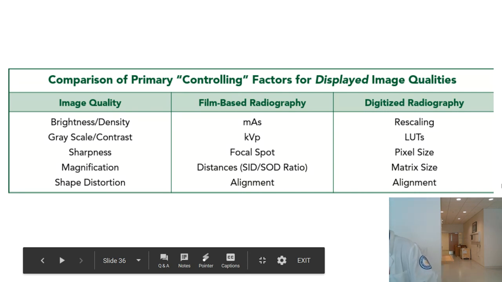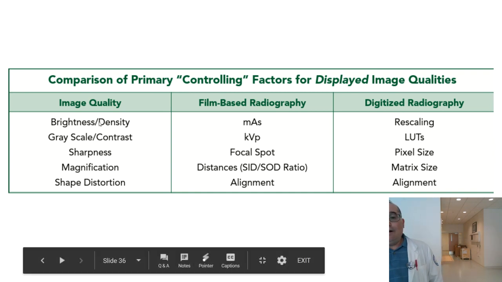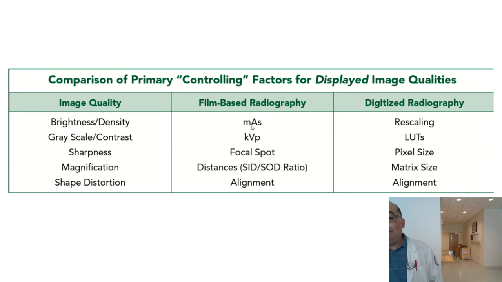Last but not least, a couple of sections here. Some of the terms have changed. You can get this reprinted from the AART guidelines, but brightness and density. In film-based, mAs would control your density. It's no longer mAs. Our brightness and overall density are being rescaled based on lookup tables and histograms. Our grayscale and contrast used to be controlled by kV. Now kV is just penetrating the part, and contrast has been replaced by lookup tables.